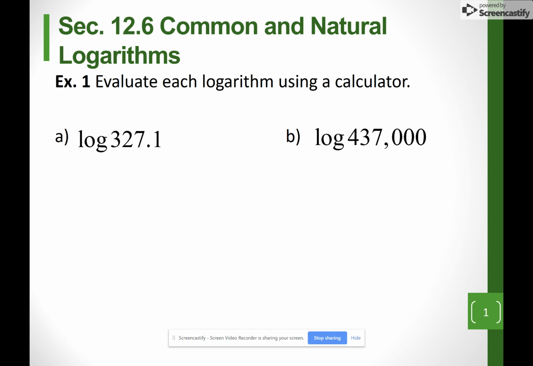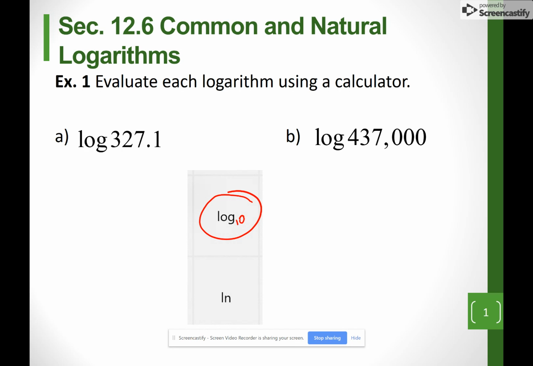Now, 12.6 is going to be basically to practice on logarithms. The thing on logarithms that we're going to be using is just practice on your calculator. So you're going to have to type this in. We're looking at the key that says log. In some cases it says log base 10, and that's basically what it is. So you're going to have to type it in.